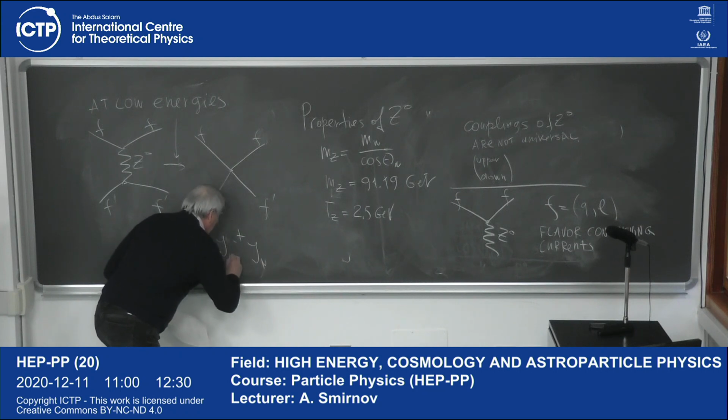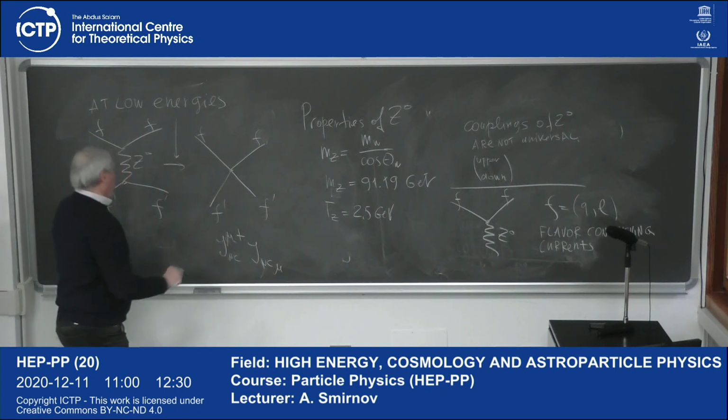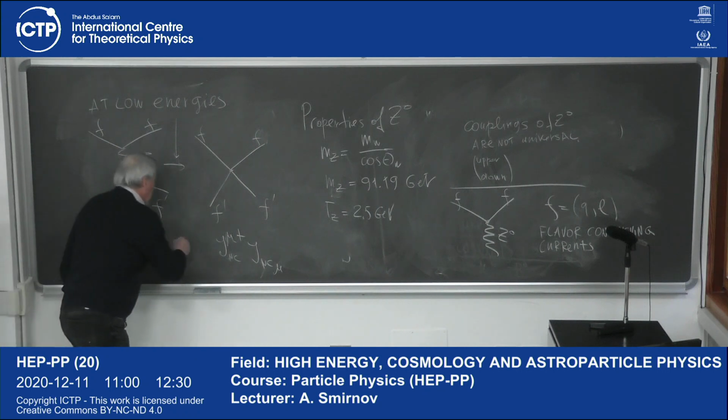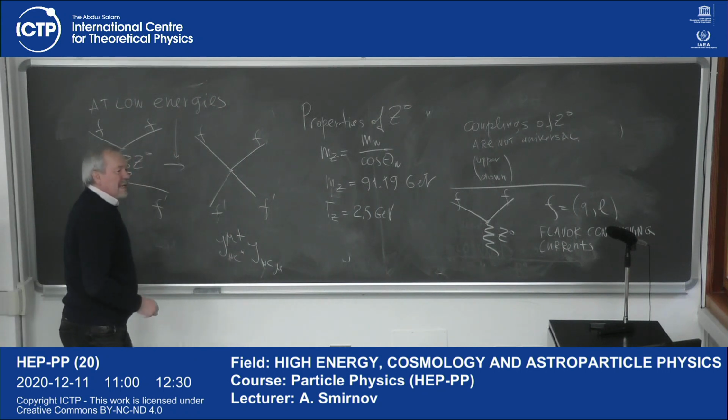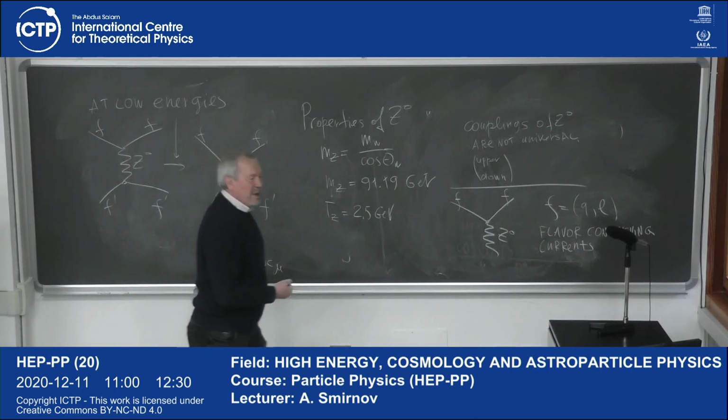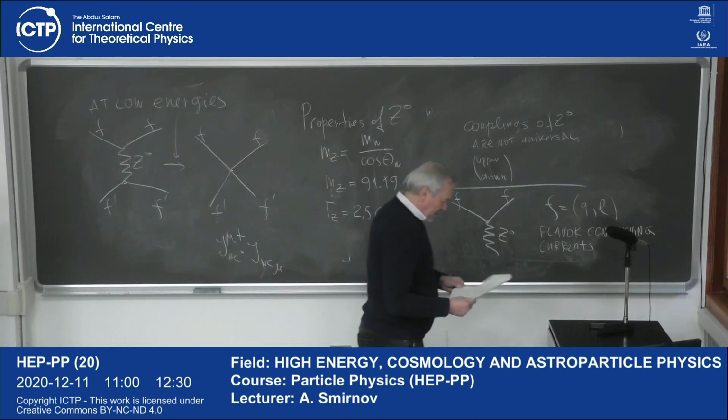So I can put here neutral currents, and here mu, and this neutral currents, mu. But the couplings are not universal. I cannot write a single G Fermi like in the case of charge currents.